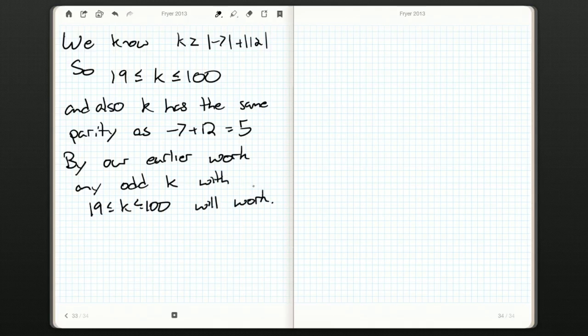And we know that any k value in this range will work. We know that at least 19, and we know how to get 21 or 23. We know how to get every odd number. We developed this entire theory already. So how many odds are there between 19 and 100?